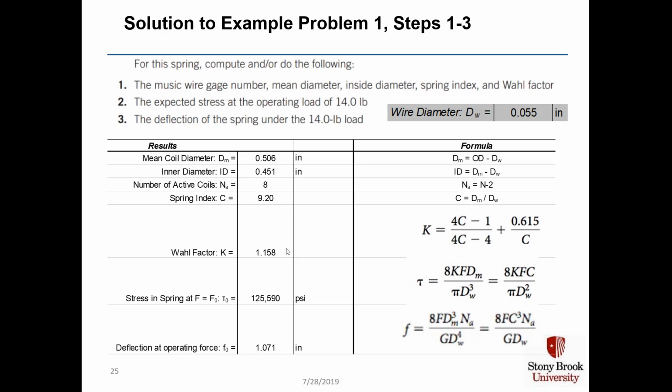The stress in the spring at F equals F sub 0, which we call tau sub 0, is 125,590 psi, which is calculated from this complex formula on the right. And the deflection at the operating force, F sub 0, is 1.07 inches, which is calculated from this other complex formula here on the right, all of the input data for that formula being known at this point.